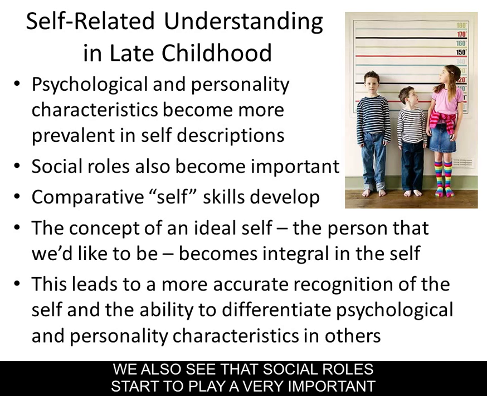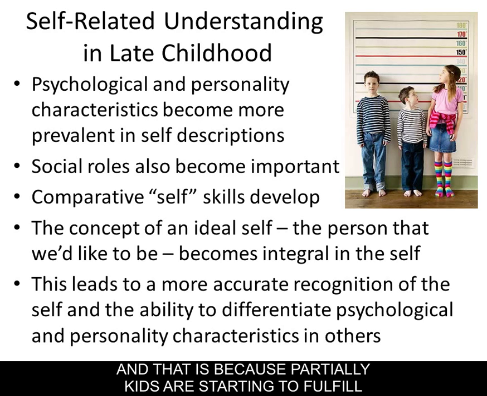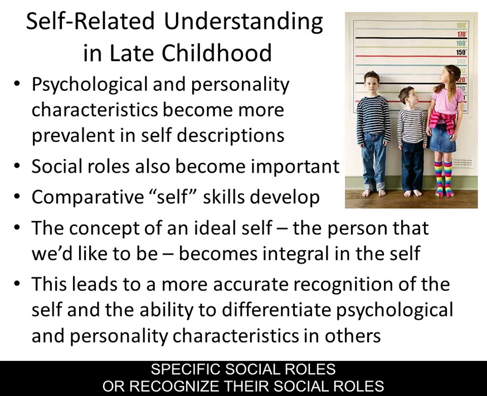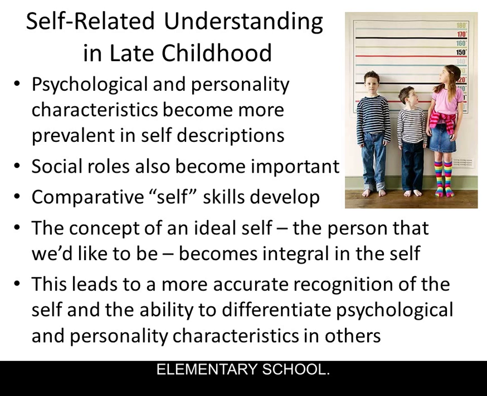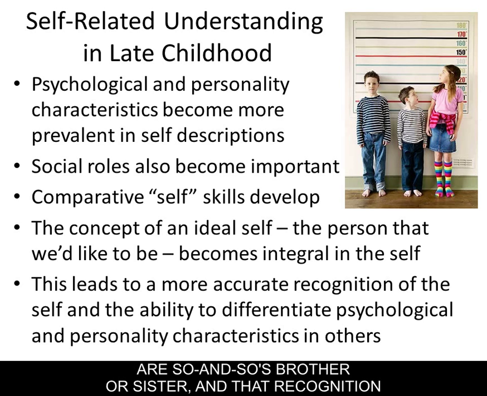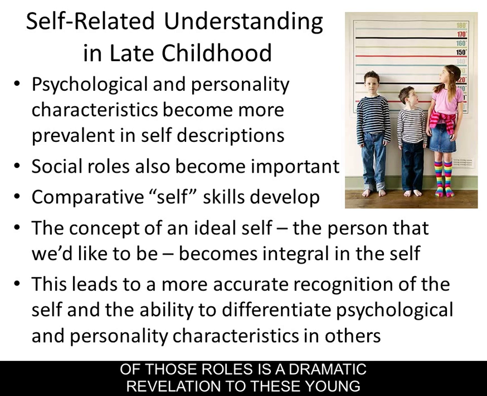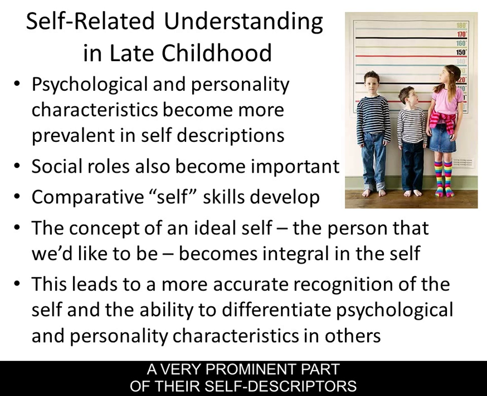We also see that social roles start to play a very important role in a child's ability to describe who they are. And that's partially because kids are starting to fulfill specific social roles or recognize their social roles as they get to this age. So they recognize that they go to a specific elementary school. They recognize that they're friends with Billy and Bobby, and they recognize that they play on a basketball team and that they are so-and-so's brother or sister. And that recognition of those roles is a dramatic revelation to these young children. And once they recognize these roles, it becomes a very prominent part of their self-descriptors as well.